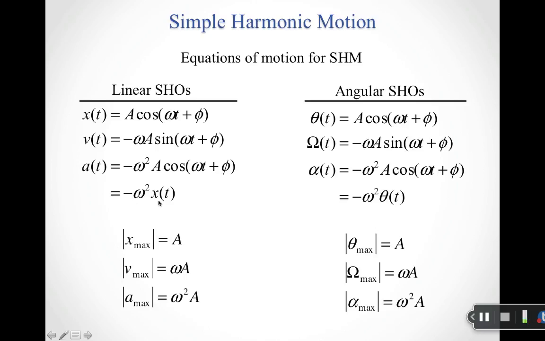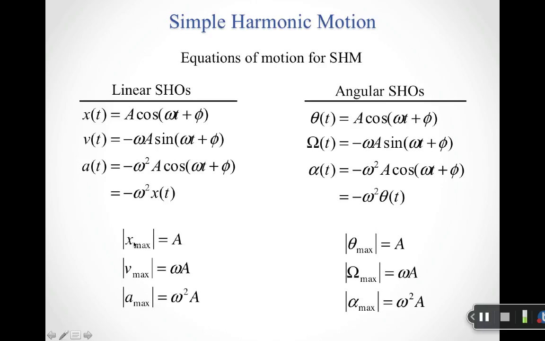And so this form here that says the acceleration is equal to negative omega squared times the position, that's going to be true for any simple harmonic oscillator. So when you solve, say, Newton's second law, right? If you set up your Newton's second law and solve for the acceleration, anytime you've got a simple harmonic oscillator, when you solve for the acceleration, you would get something that had this expression. So negative omega squared times the position.